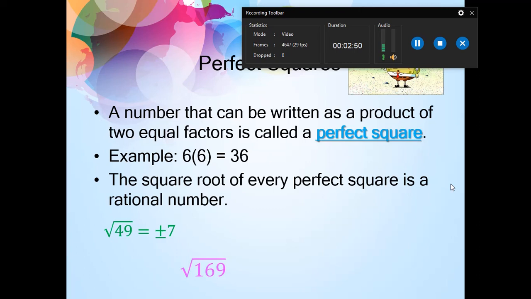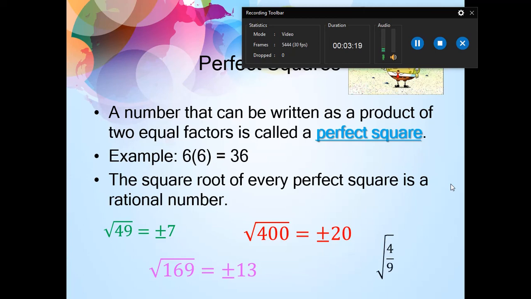169 is a perfect square, and if I square root, my factors are both positive and negative 13. 400 is a perfect square. This is not in the set from 1 to 15, but yet most of us will recognize that. And the square roots are both positive and negative 20. Typically, your calculator or your iPad will only show you a positive value, so you have to remember that there is a negative root there.